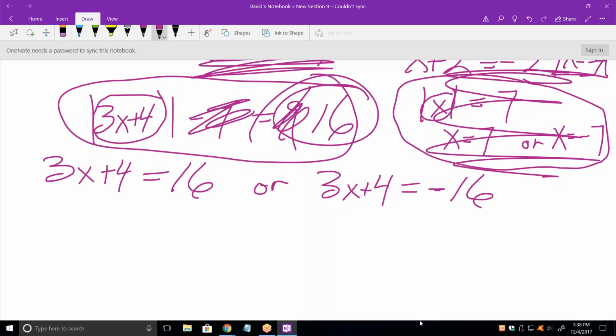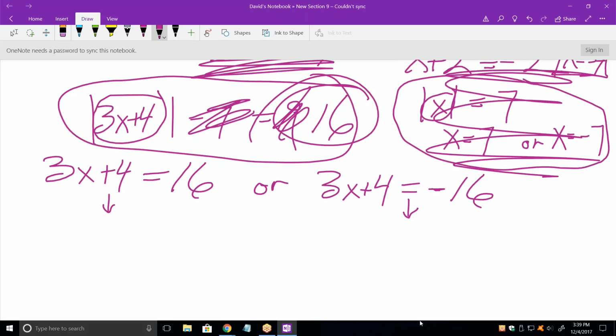Now, solve each one. And the reason I wrote them horizontally is because we always have to solve them, and we're used to solving equations vertically. So that's why I wrote it horizontally, so that we can solve each one going down that way, and we'll come up with 2 solutions. And that's correct. You normally do have 2 solutions.